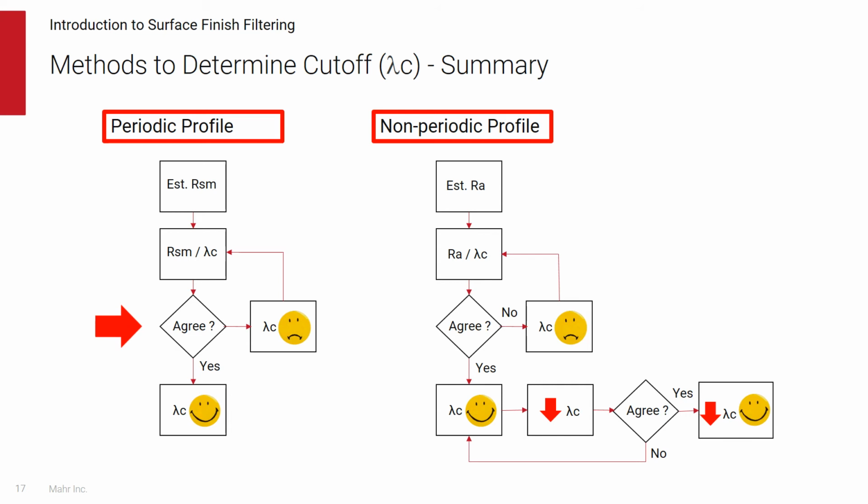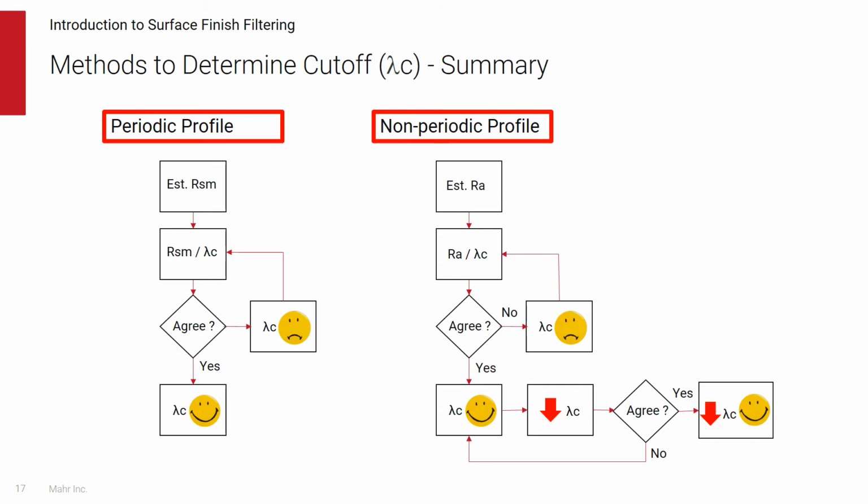If the two correlate, then this is the cutoff to use. If they do not correlate, then use the new RSM result and determine a new cutoff from the table. This process will be repeated until an agreement between the RSM and the cutoff in the table is reached.